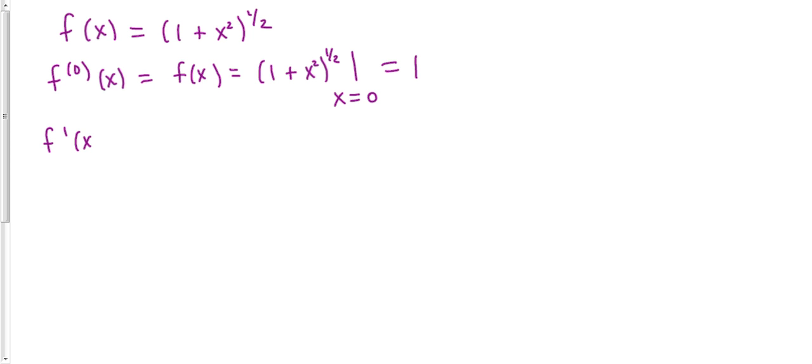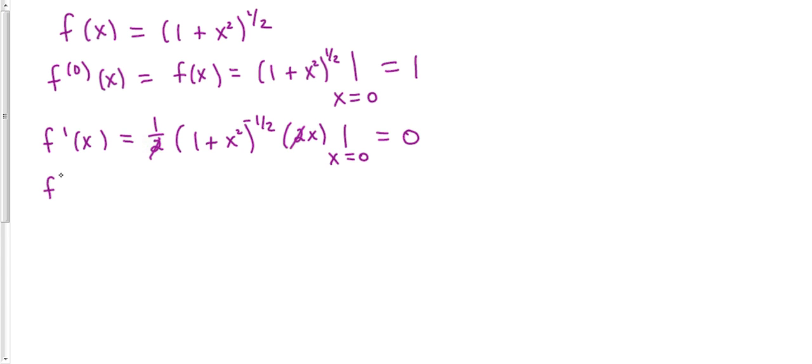Our first derivative is going to be nice and easy. I'm going to bring that 1/2 down. I'm going to have 1 plus x squared to the negative 1/2. But then remember, we have to take the derivative of what's inside, which is going to give us 2x. And I'm going to evaluate that at x equals 0. But because I have this x term out here, that's going to be equal to 0. And because I'm going to have to take another derivative, I'm going to clean that up and cancel the 2's.